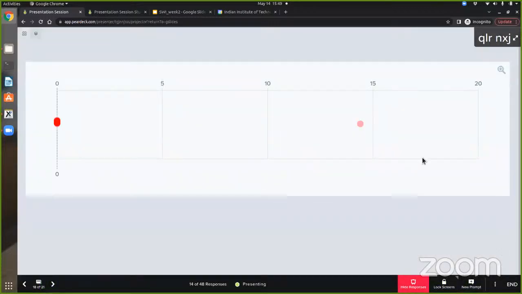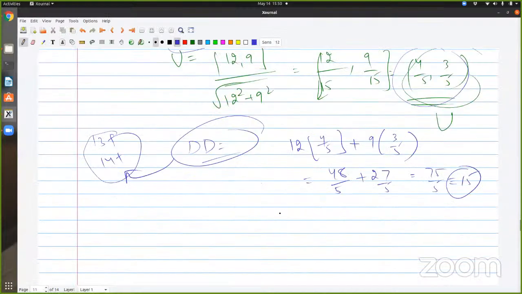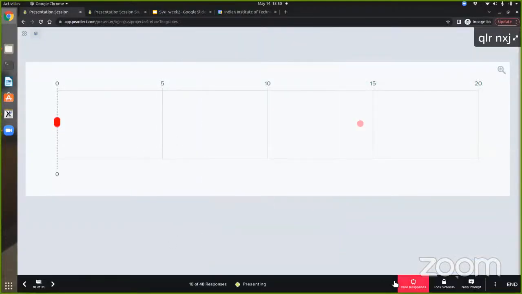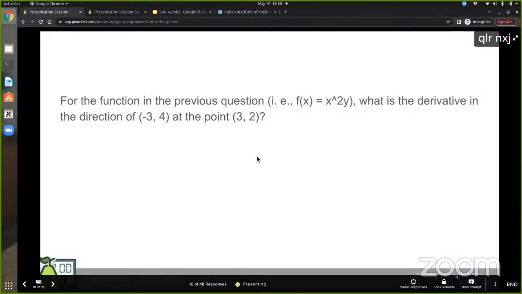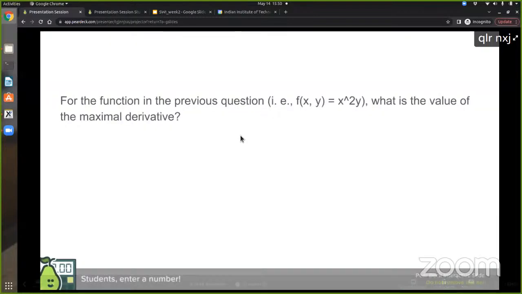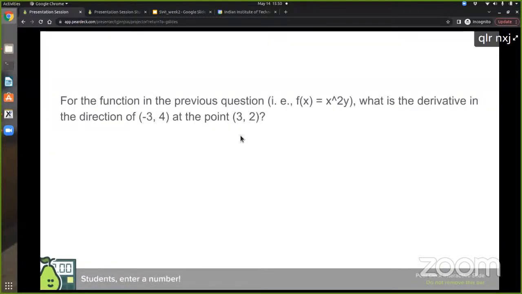Okay, the answer is 0. One student has entered an incorrect answer. I just wanted to highlight a small point here. The rate of change of the function in this direction is coming out to be 0. What we said before was that the rate of change of the function in the direction of the gradient will be the maximum. And in this direction, -3, 4, it is coming out to be 0. Somebody had asked this question a while back, that it should be a perpendicular direction.